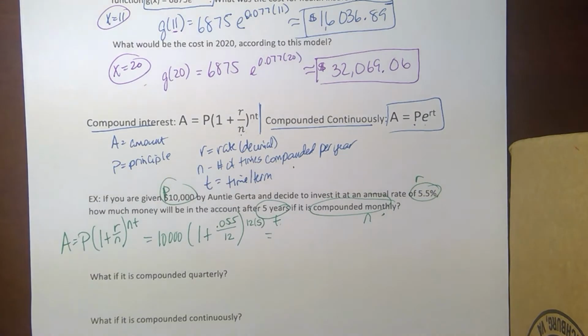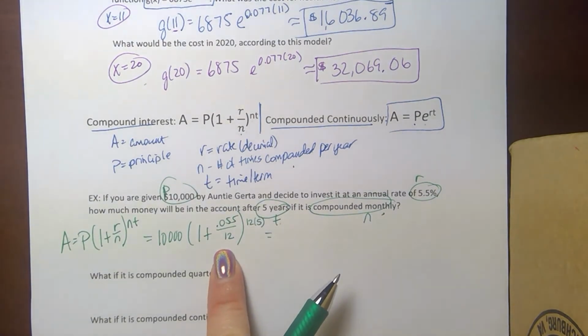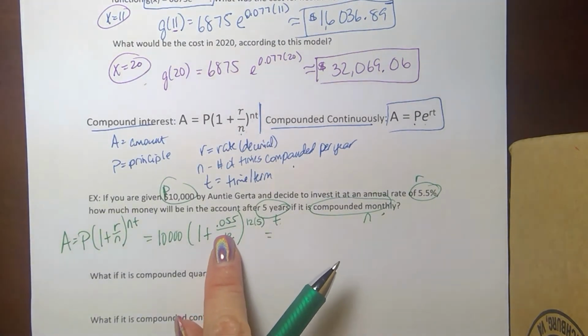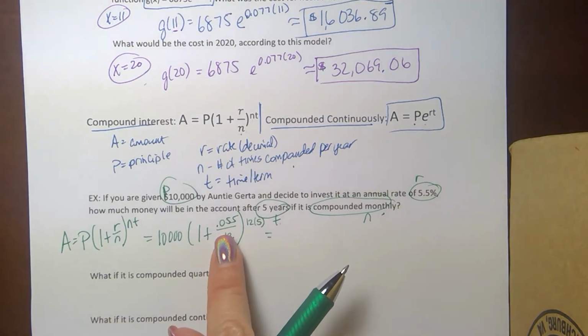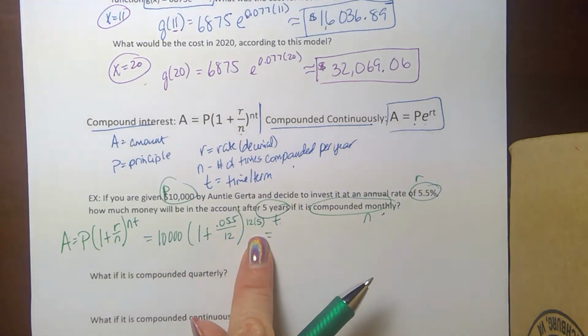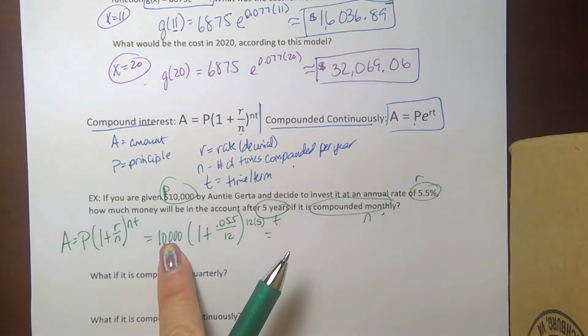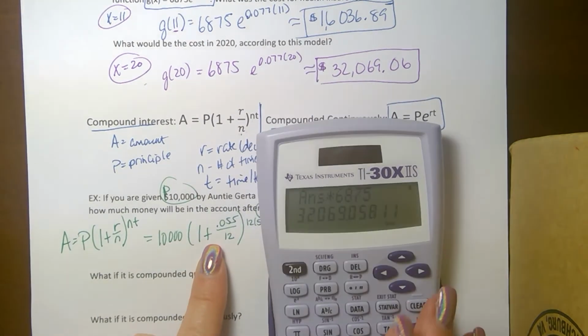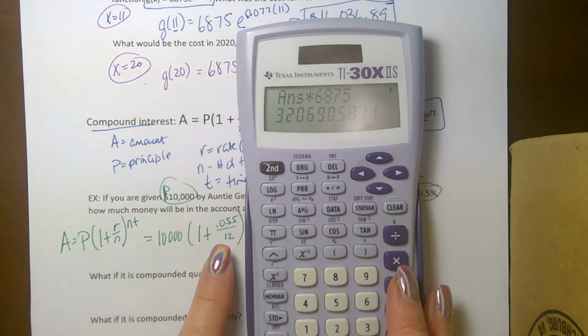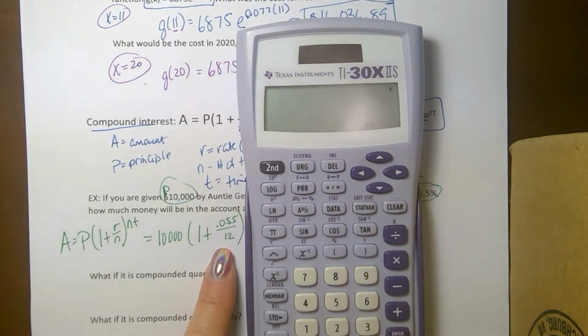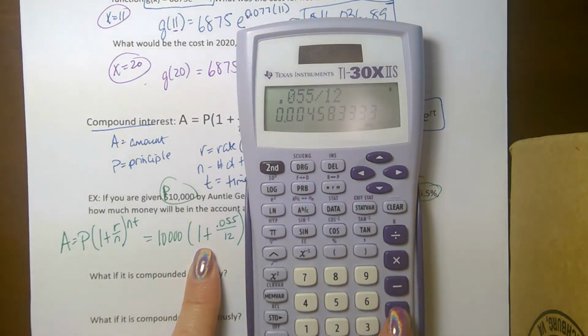Okay, I'm going to show you how to plug this one into your calculator. We're going to start on the inside. We need to follow our order of operations. So we're going to work inside our parentheses first, find that value, raise it to the exponent, get that result, and multiply it times the principal. So I'm going to start right here with this ratio. So I have 0.055 divided by 12, enter. And then I just use that answer and say plus 1, enter, and that's the amount inside my parentheses.